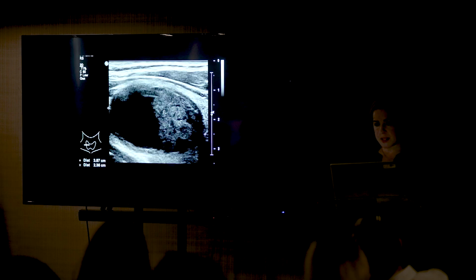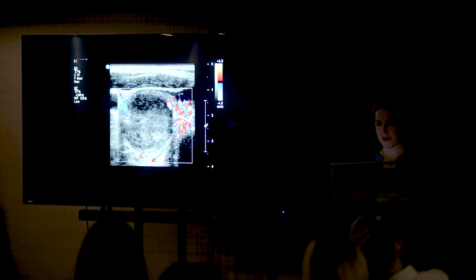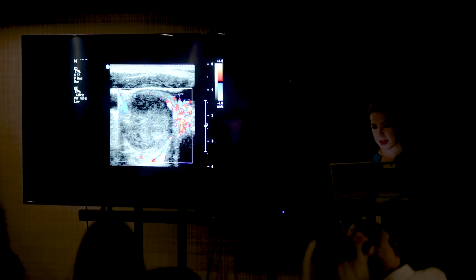So there's the other view, longitudinal view, right lobe of thyroid. And I do put colour on. I know we were saying we don't put it on, but I do put it on for everything. So there is the colour Doppler. So that's case number 2.